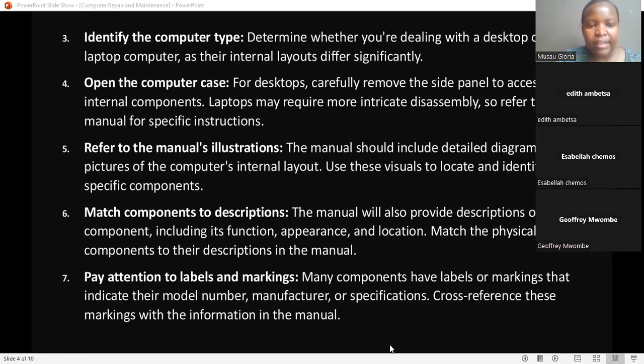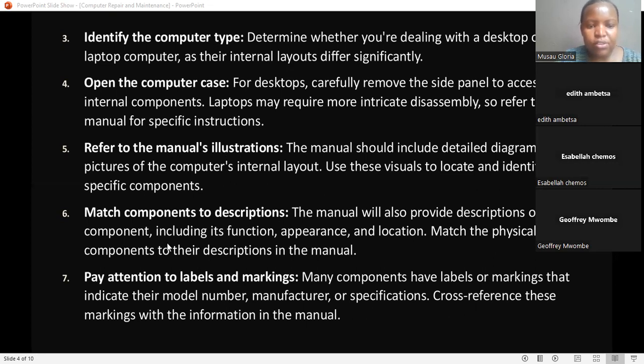The manual has illustrations of what you're supposed to follow, the step-by-step procedure on how to do it so that you don't damage the sensitive components. Like the CPU, we have the hard disk, which stores important information. You have the motherboard. So you should always refer to the manual illustration so that you do the right thing.